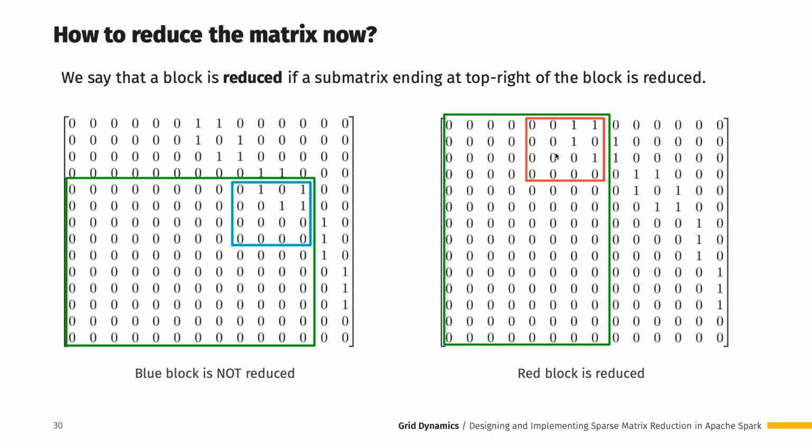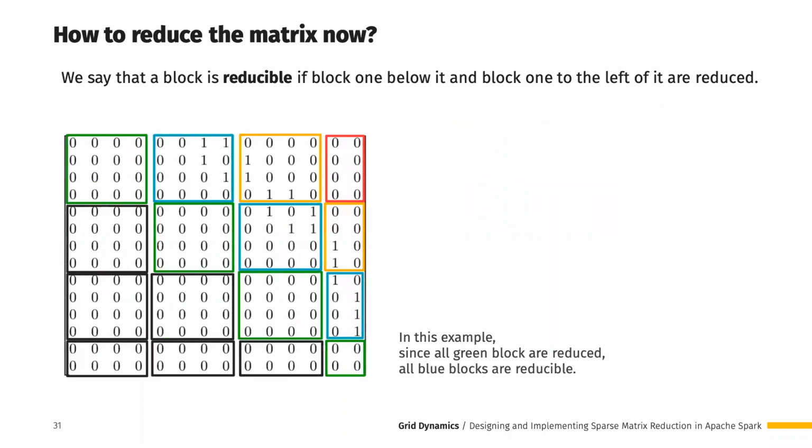About the second example, the red block is actually reduced. The submatrix we're talking about is the green one. And we see that there are mostly zeros, and two non-zero columns, but they have different pivots. So we're fine. And we say that a block is reducible if the block one below it and the block one to the left of it are reduced.